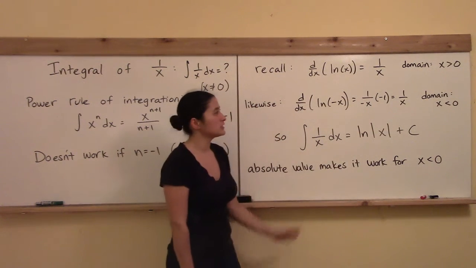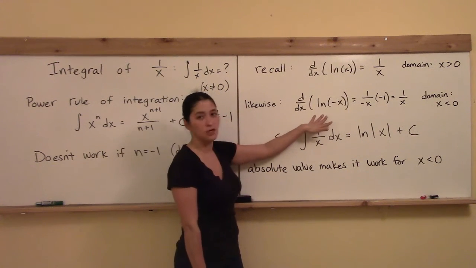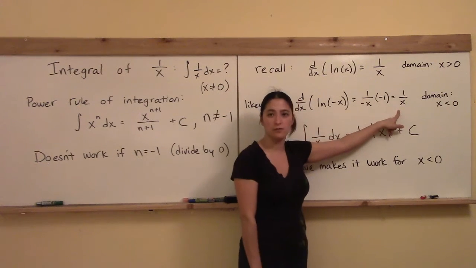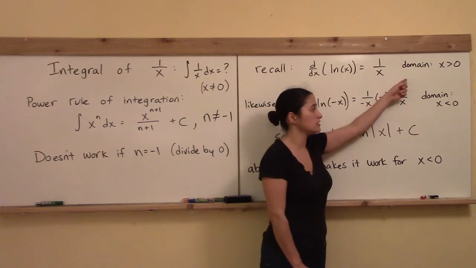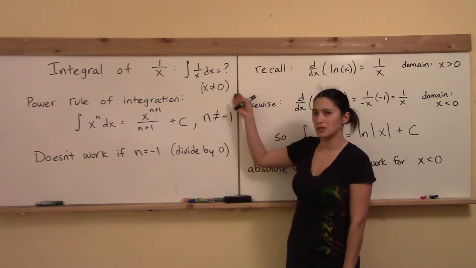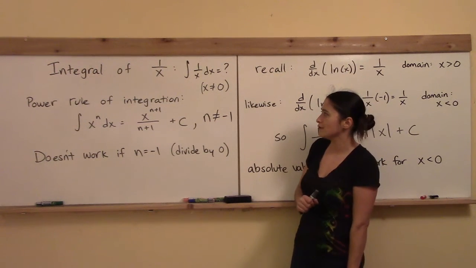The story is, whether you take the derivative of log of x or you take the derivative of log of minus x, it doesn't matter. Either way, you end up with 1 over x. That takes care of both parts of the domain, whether x is greater than 0 or x is less than 0. And we're all in agreement that x shouldn't be 0, because that would be 1 over 0. Kind of a crazy thing to ask me to integrate.